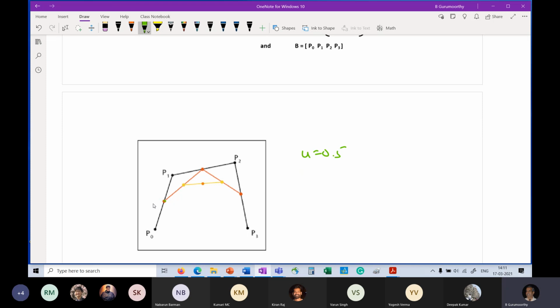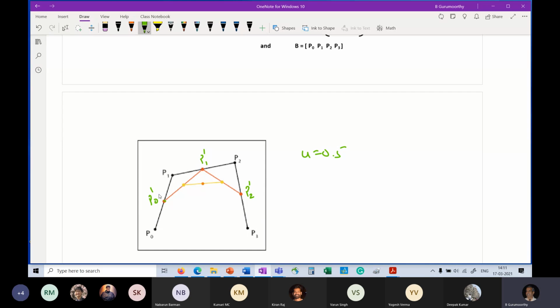So with this pair, let me just put a name. I think we did that in the last class, so I'll repeat the same notation style here. I made a mistake, so let me fix this now. This should be P1, 1 and P2, 1. So the notation indicates the first level of linear interpolation, and the 0th point, the first point, and the second point. Now again, I do the same thing.